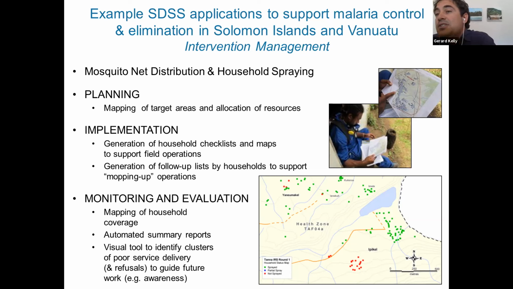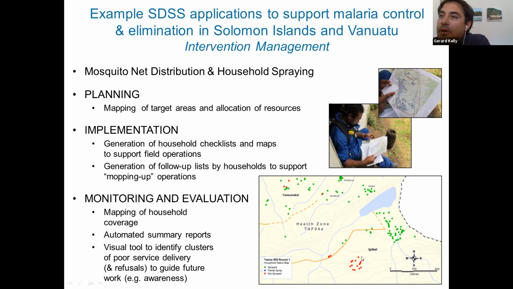We can use that information to find out pockets where we've missed, and this is the most important part when we're talking about implementing interventions. This goes back to optimal coverage of appropriate interventions. The example in the bottom right-hand corner is in southern Vanuatu, and it's a real example of a spraying campaign in the early stages of the elimination project that we're a part of.